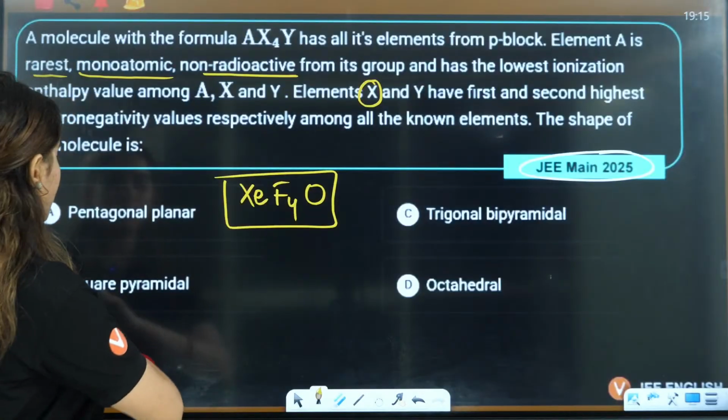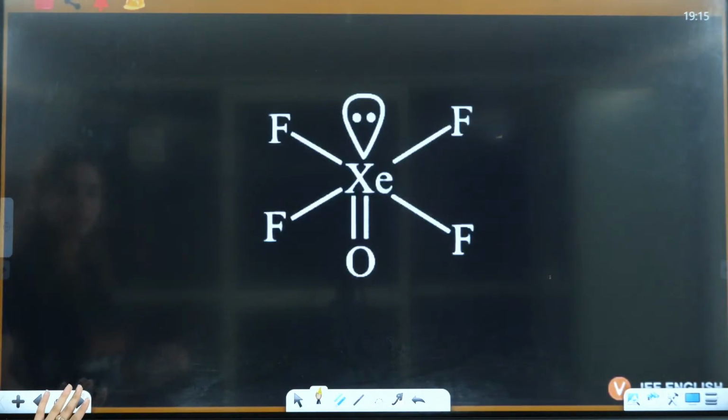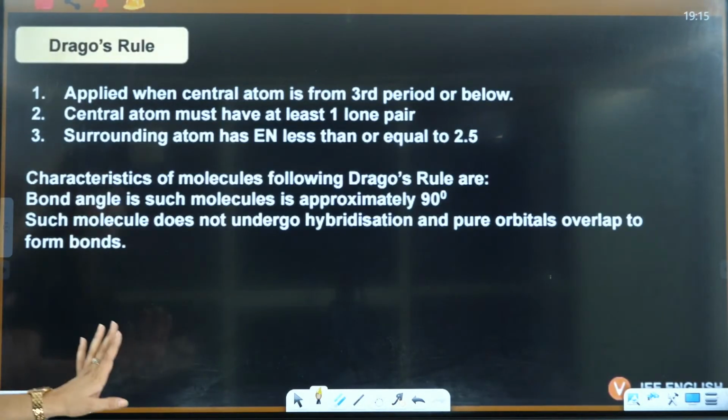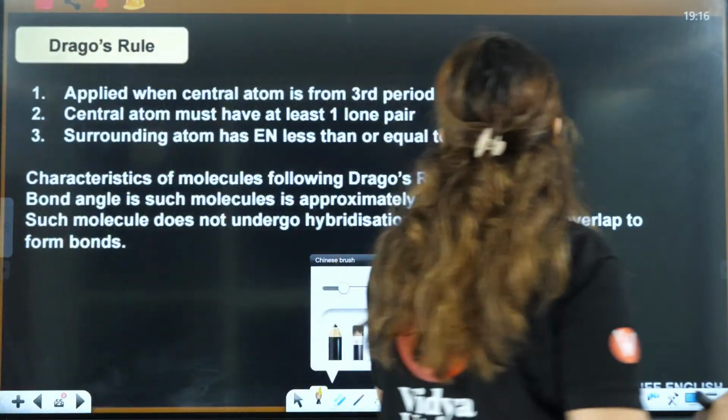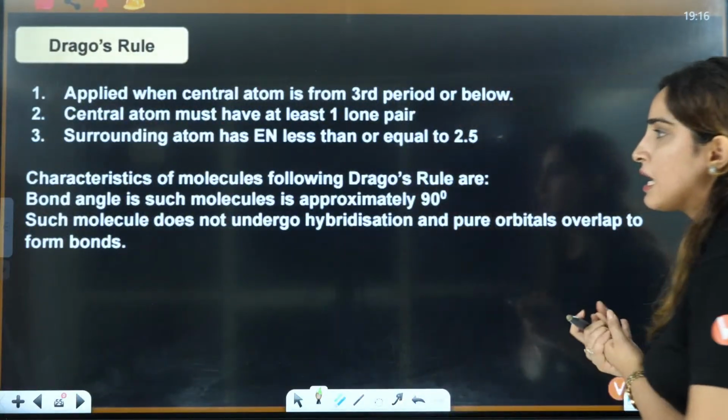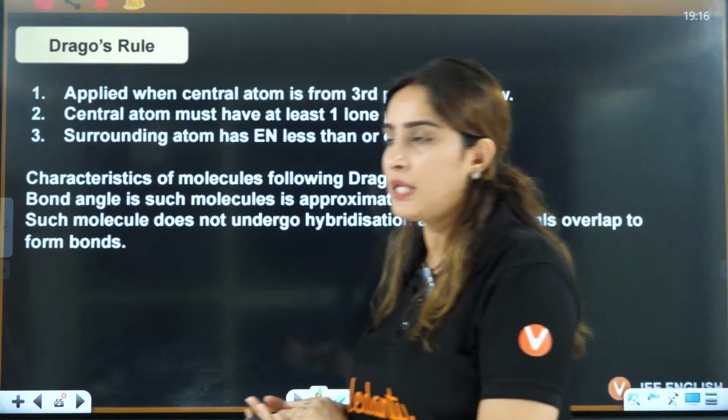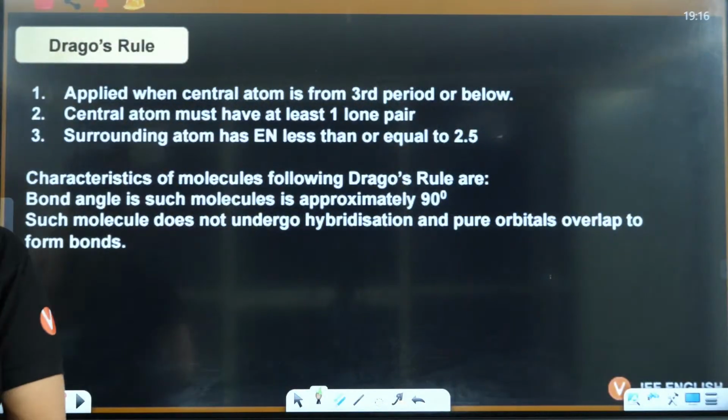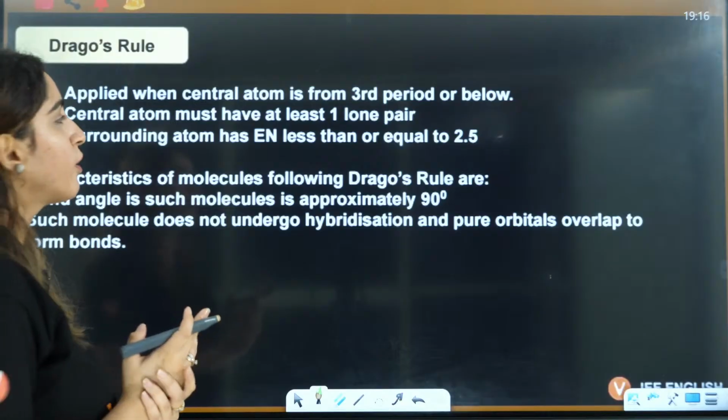So the answer will be B, that is the correct answer here, right? Okay. Now next is Drago's rule. Many times you have been discussing Drago's rule, so let's talk about that.